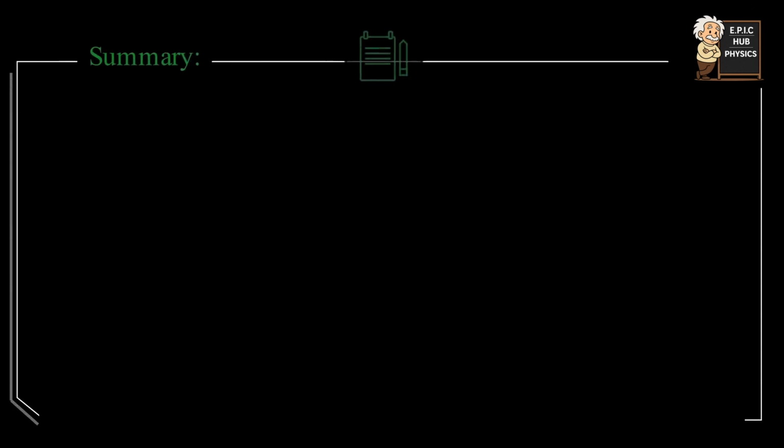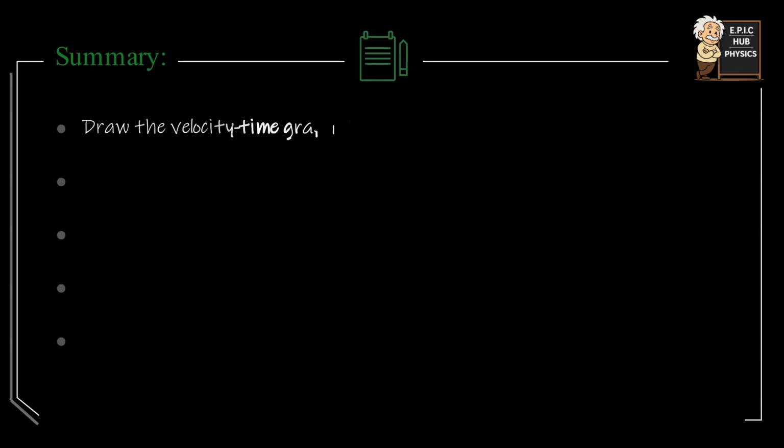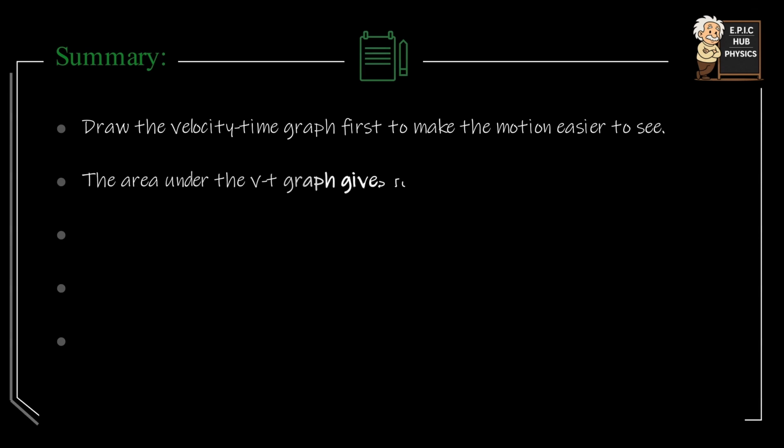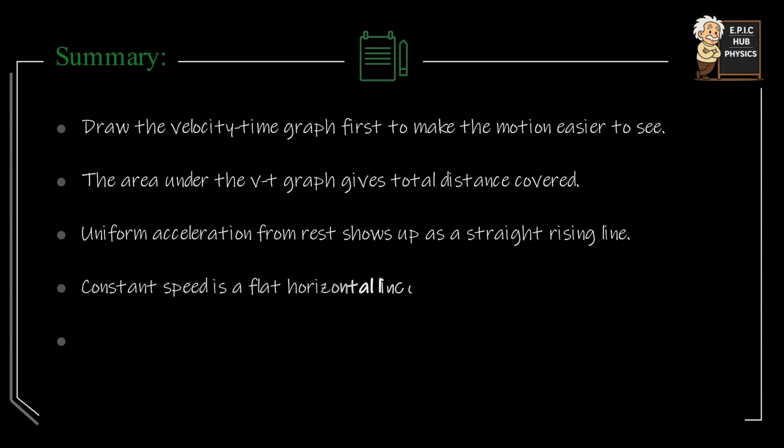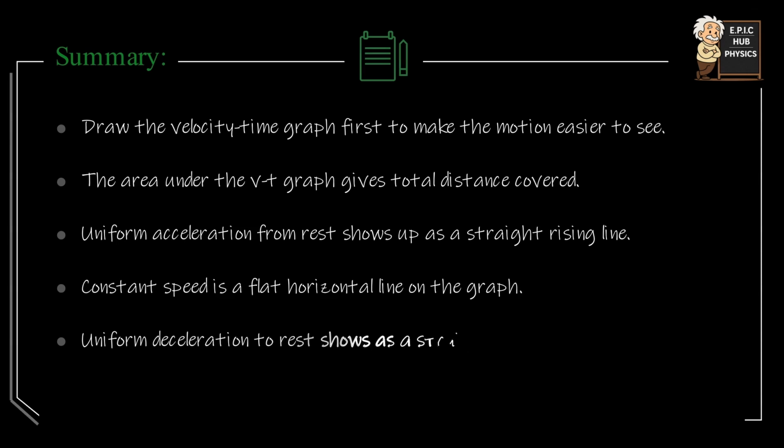Here is a quick recap of essential points. Draw the velocity time graph to clearly visualize the motion. Remember that the area under the graph represents the total distance traveled. Uniform acceleration from rest appears as a straight rising line. Constant speed appears as a horizontal line. Uniform deceleration appears as a straight falling line returning to zero velocity.